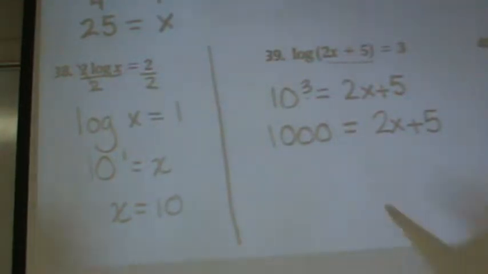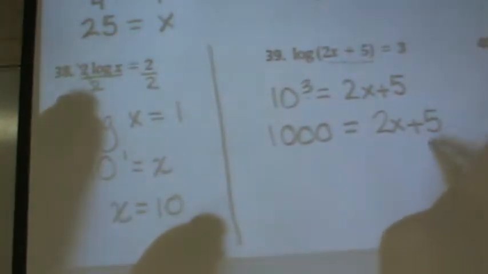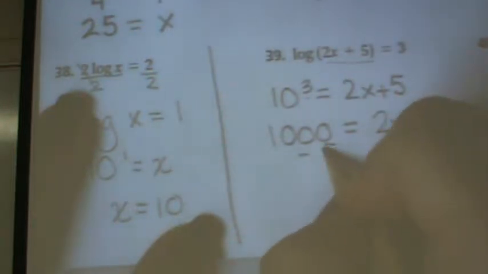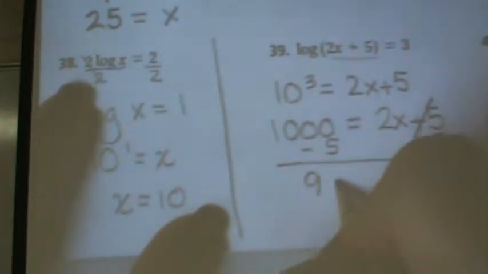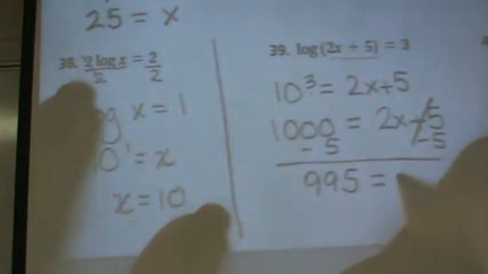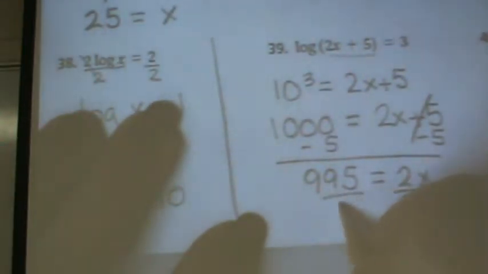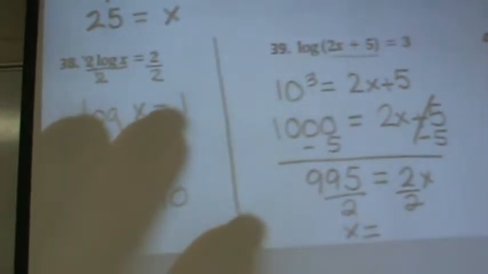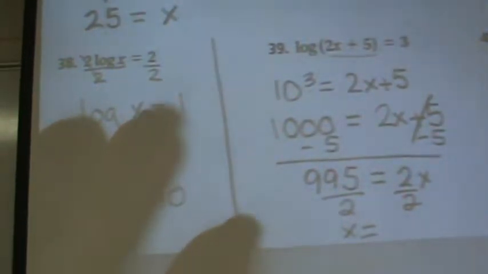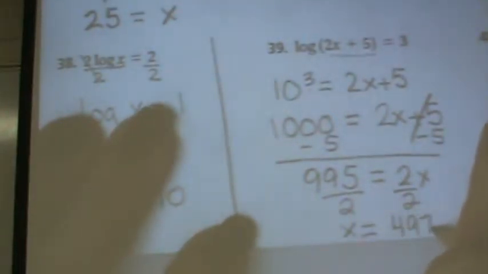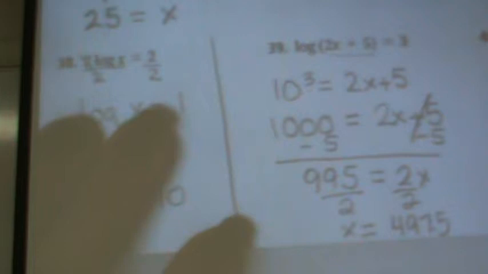Okay, what do you do now? Subtract 5 from each side. And then what? Divide by 2. Now, 2 does not go into 995 evenly, so you're gonna get 497.5. Could I just leave it at 995 over 2? Yes, you can.